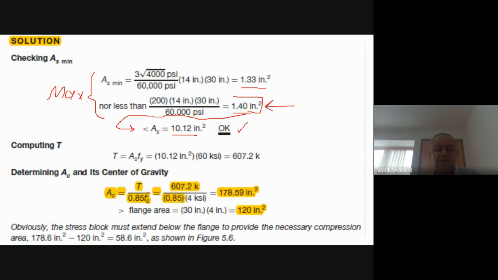And now we go to the next step to calculate Ac, the compression area, which is under the stress block. Therefore, we apply T. The T we have calculated before. T is As always times fy, not fs. You apply the value. So pay attention, here we have ksi, 60, but in the question it is given in psi, 60,000. It was psi and this is ksi, because a kip is 1,000 pounds, divided by 1,000 and we have ksi.